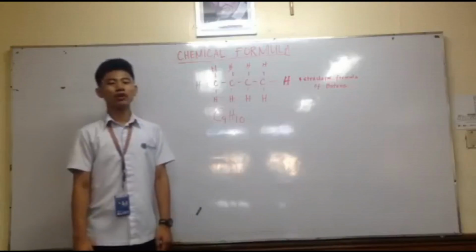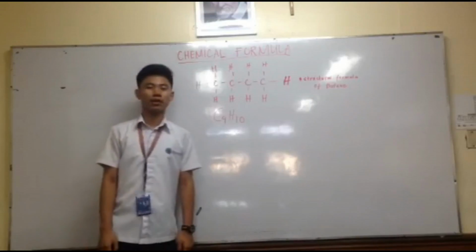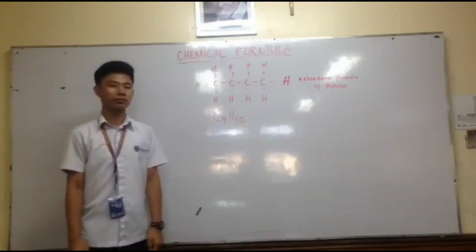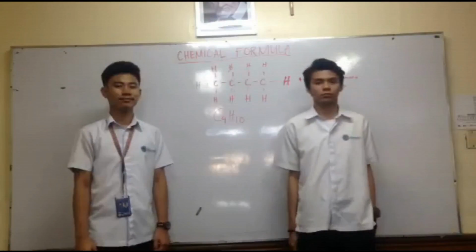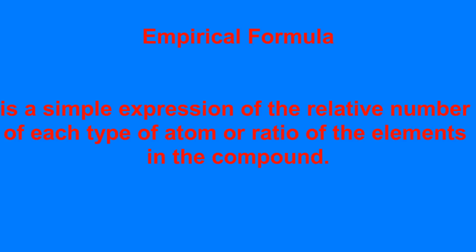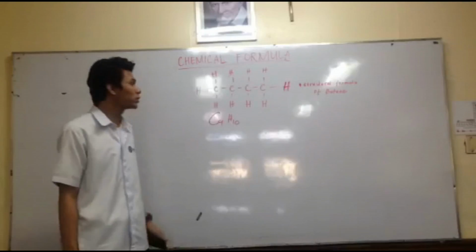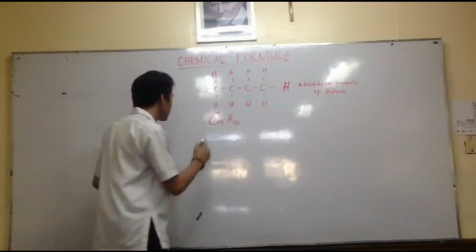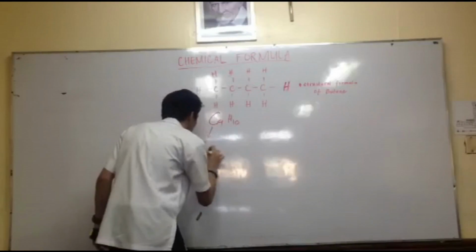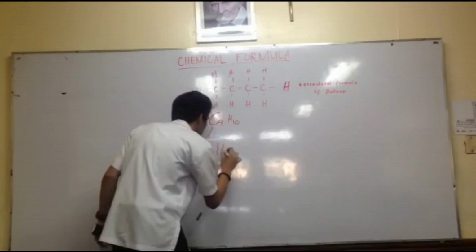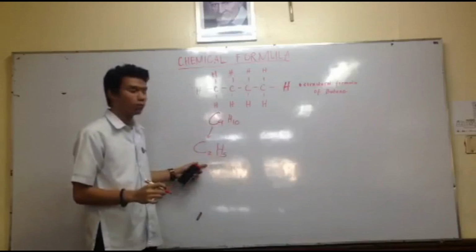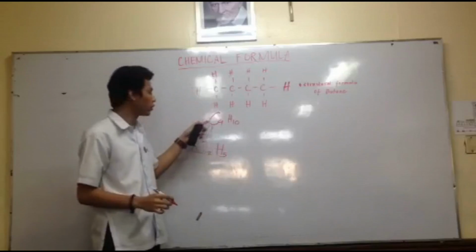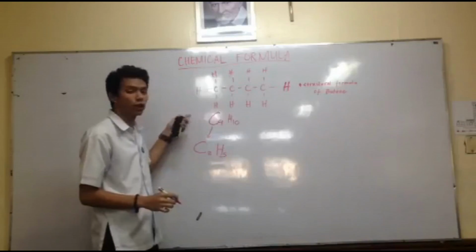Thank you, Mr. Baladad. And now we are going to find its empirical formula that will be discussed by Mr. Demelites. The empirical formula of a chemical is a simple expression of the relative number of each type of atom or ratio of the elements in the compound. That means the empirical formula will be C2H5, because we will only find the ratio of the molecular formula.